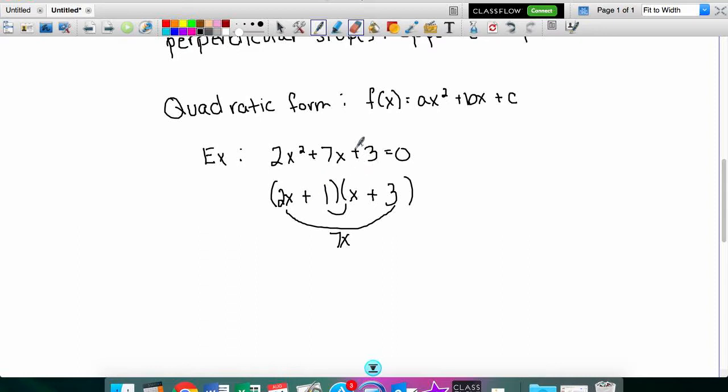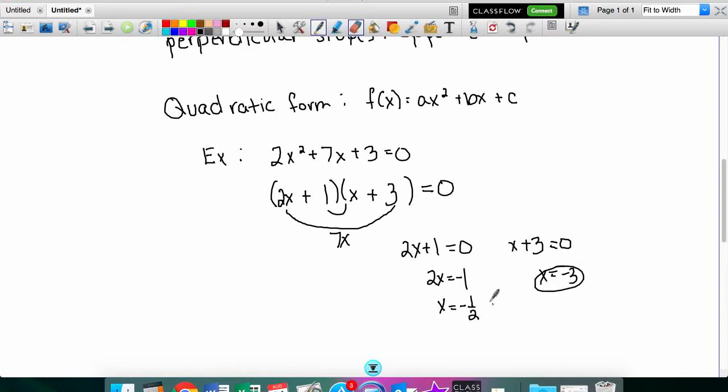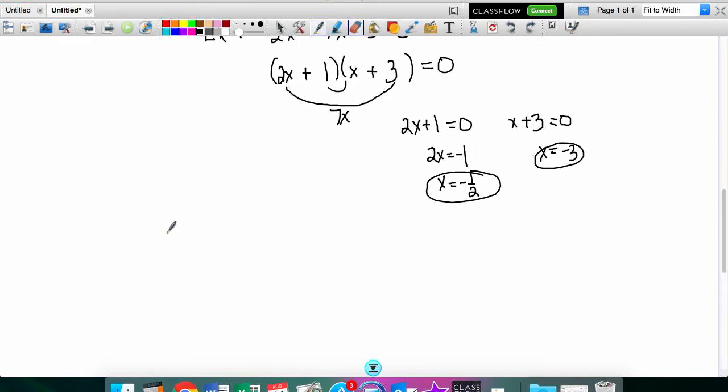And something to note, since our last term is positive, that means that they both have to be positive or both negative. So you want to also take into consideration the signs of the values. Okay, so this is our correct factored form. Now using the zero product property, we'll set each of the factors equal to 0 and solve them individually. I'm just quickly solving here, and I see my first solution is -1/2, and my second solution is -3. Okay, so that's factoring, probably the easiest of the three.